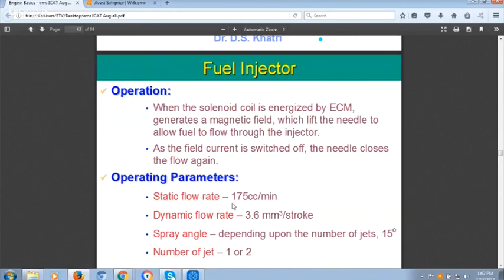So for this injector, typically it is 175 cc per minute, and dynamic flow rate is 3.6 cubic millimeter per stroke, and stroke duration is 2 milliseconds. Spray angle is 15 degree. It may vary from design to design, and the number of holes may be 1, it may be 2, but now we have the 4 hole injector also.